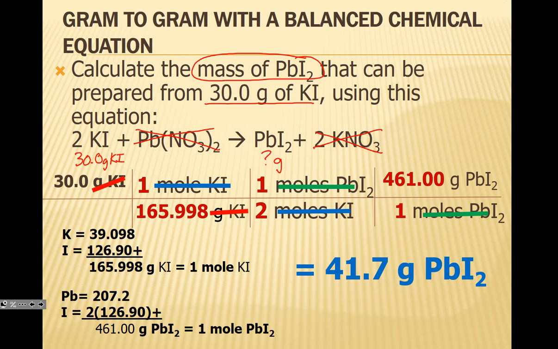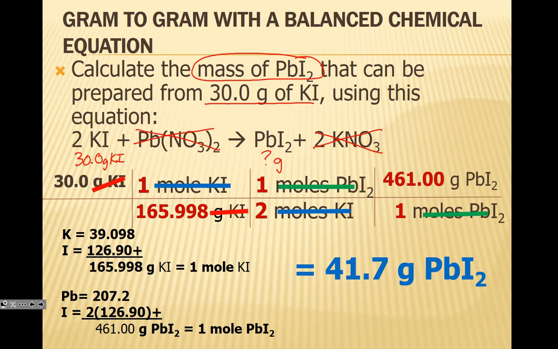Okay, how do we do? Grams to moles, moles to moles, moles to grams. The moles is the ratio. When we go moles to moles, it's the ratio from the equation. So grams to moles is the map. Moles to moles is the balanced equation, the ratio. And then when you go moles to grams, that's back to the map. So map, balanced equation, map.